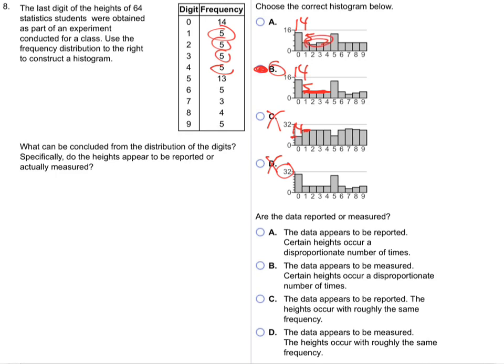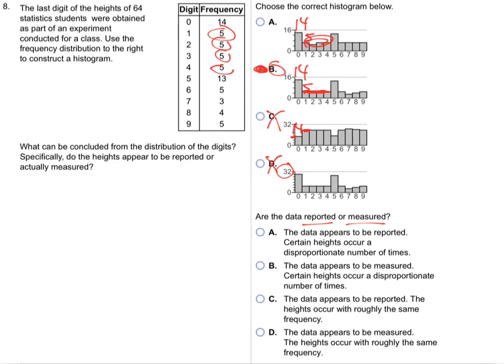All right. So are the data reported or measured? I haven't talked about this before. You know, when you do a study, they're wondering if the data are reported or measured. Reported or measured. The last digit of the students.